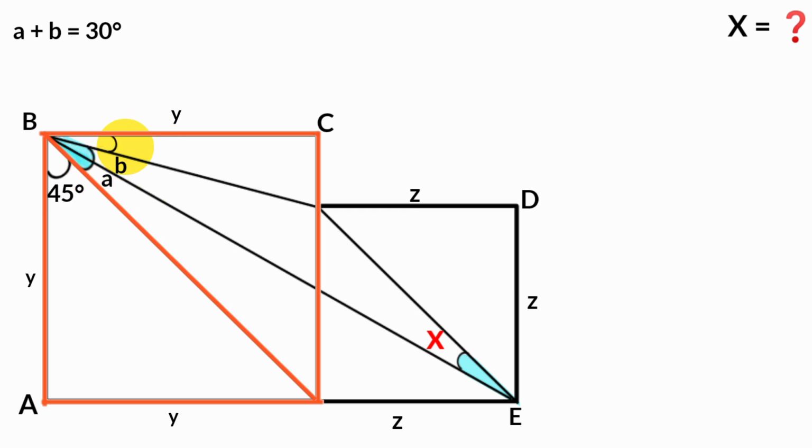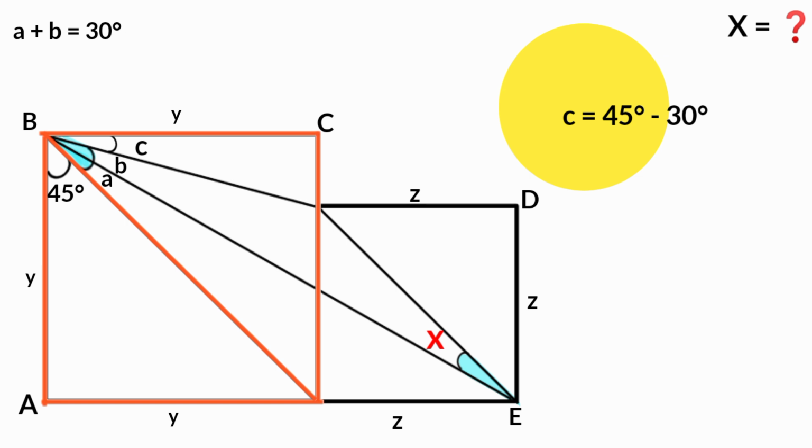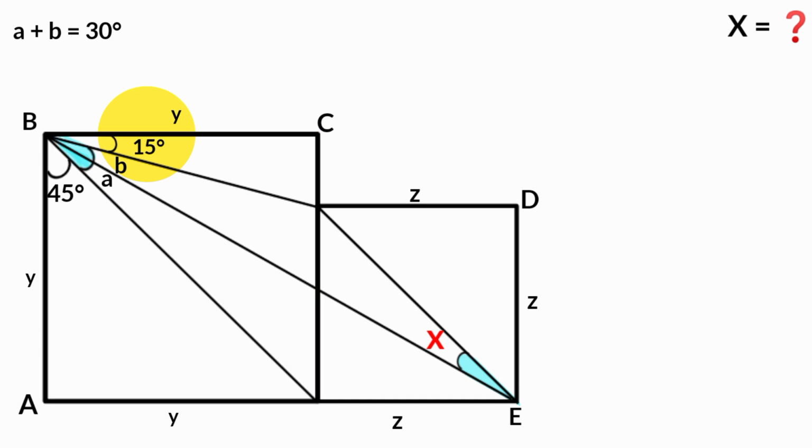Now if we assume the size of this angle to be c, a plus b plus c will be equal to 45 degrees. But here they said a plus b is 30 degrees. If we substitute that here, 30 degrees plus c equals 45 degrees. Subtracting 30 degrees from both sides, 30 minus 30 is 0, and 45 degrees minus 30 degrees is 15 degrees. So c, which is this angle here, is 15 degrees.